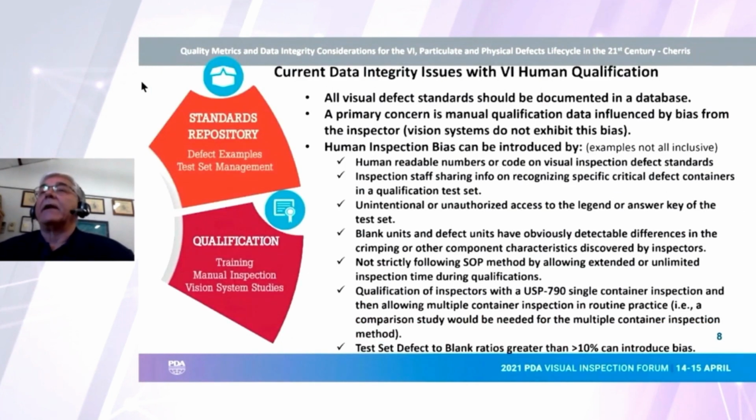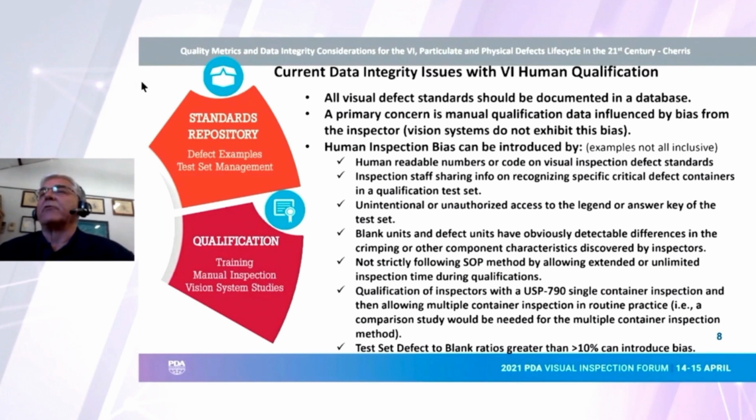For current data integrity issues with visual inspection human qualification, all focusing on the standards repository and the qualification training and manual inspector qualification and vision system studies. All visual particulate standards should be documented in a database. A primary concern is the manual qualification data, which is influenced by the bias from the inspectors, and the vision systems we know do not exhibit this bias.